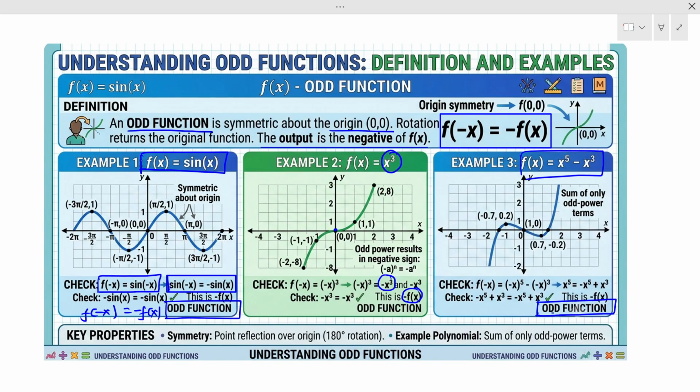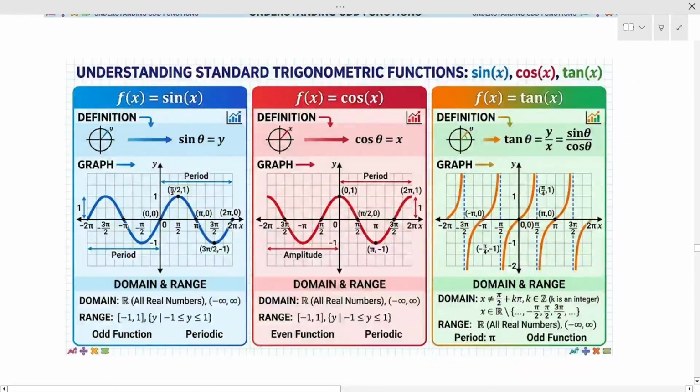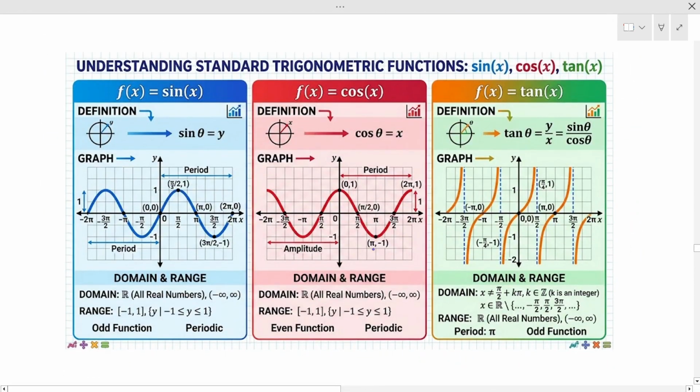So I hope the concept of even function and odd function is clear to all of us. So what are the key properties? Symmetry, point reflection over the origin, and the sum of only odd powers. If you take an odd power, that will always be an odd function. Now here we will discuss the domain and range of the standard trigonometric functions: sin, cos and tan.